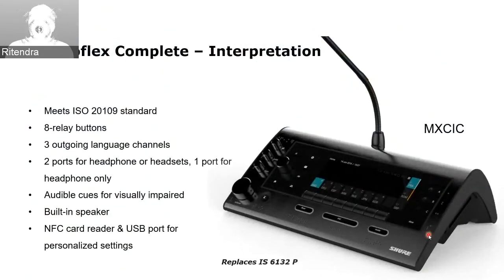This is our interpretation unit. The interpretation unit is ISO compliant. It offers 8 relay buttons, 3 outgoing channels, 2 ports for headphone and headset, and 1 port for headphone only. It offers an audible cue for visually impaired people, a built-in speaker to listen to the floor if the interpreter is not speaking, and it also has an NFC card and USB port for personalized settings.